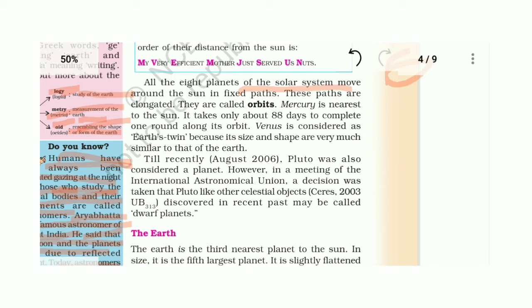Mercury takes 88 complete days to revolve around the sun. Venus is considered Earth's twin, because of its shape and size, which is very similar to the Earth. So this can be a question: which one of the following is called the twin of Earth? The answer is Venus.